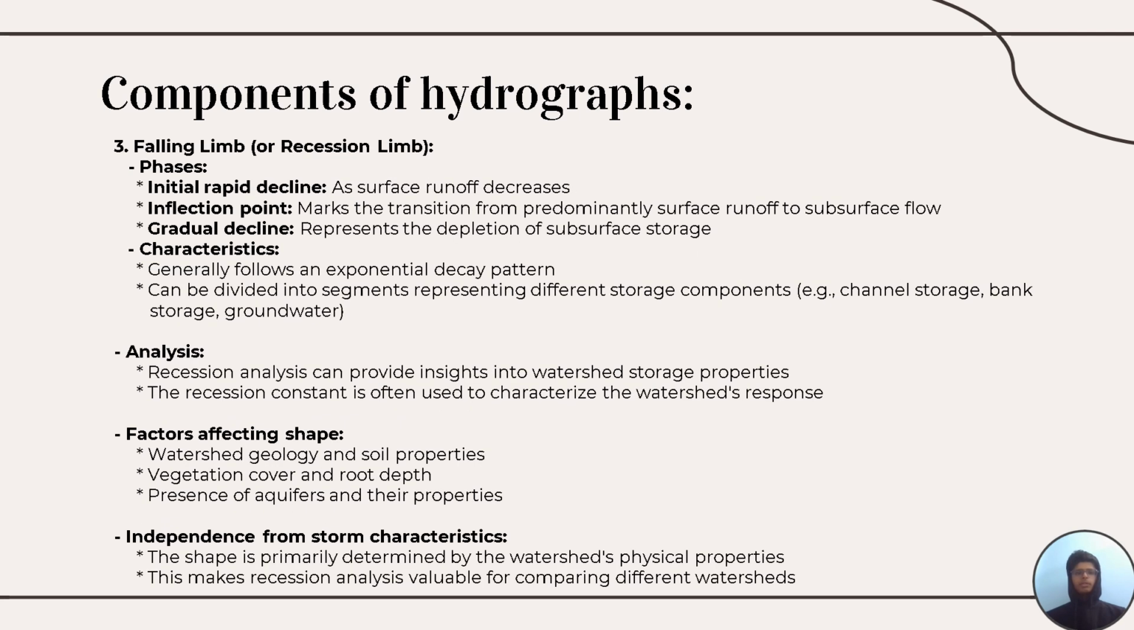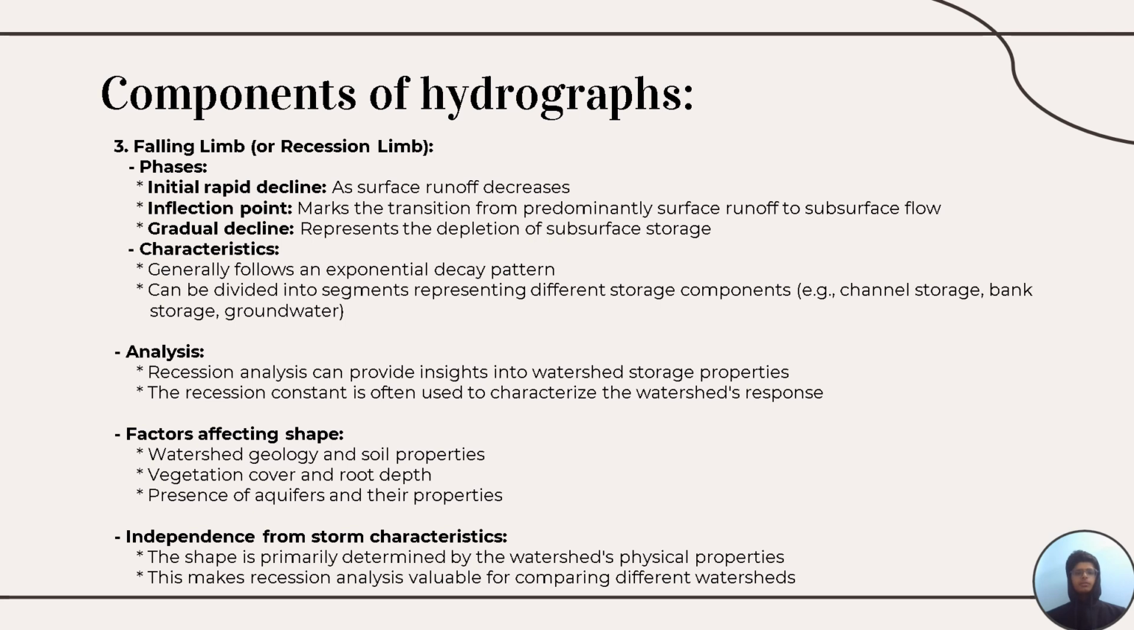Then we have the last, the falling limb. The phases we can see here are initial rapid decline, inflection point, and gradual decline. As surface runoff decreases, the inflection point marks the transition from predominantly surface runoff to subsurface flow. Then the gradual decline represents the depletion of subsurface storage.